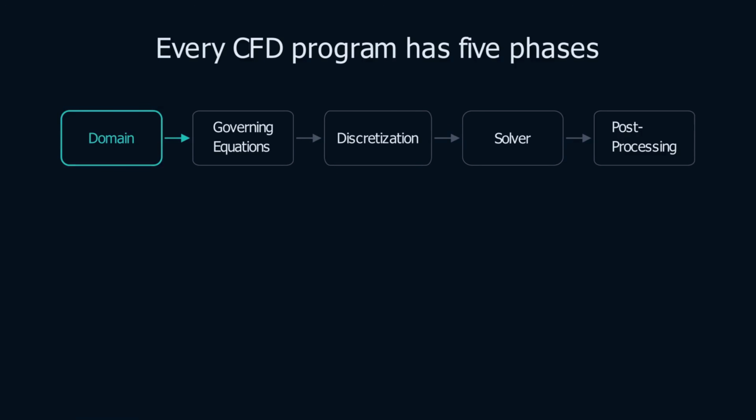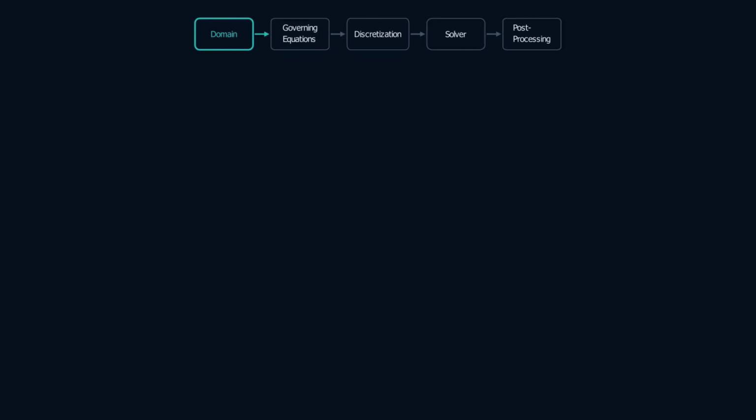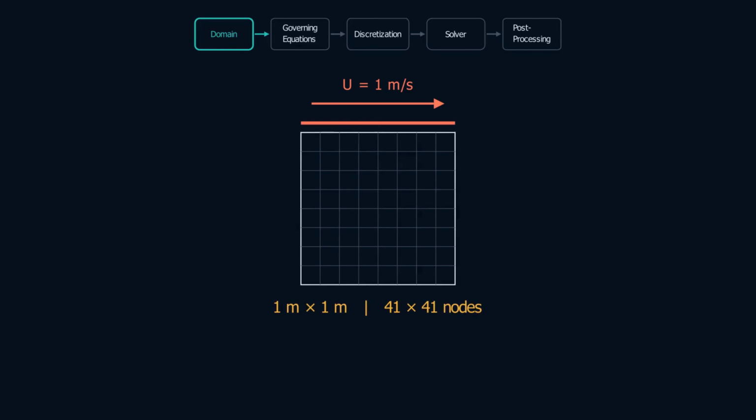Phase 1. The domain. Let's start. Phase 1. The domain. Before any physics, we decide where the flow happens. A square cavity, 1 meter on each side, filled with fluid. 3 walls are fixed. The top wall, the lid, slides sideways at 1 meter per second and drags the fluid with it. We cover the box with a 41 by 41 grid.